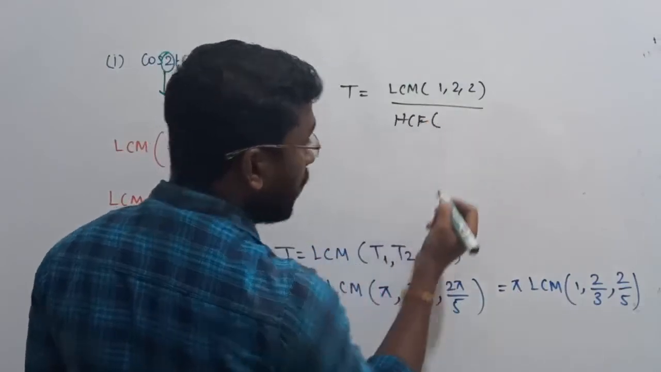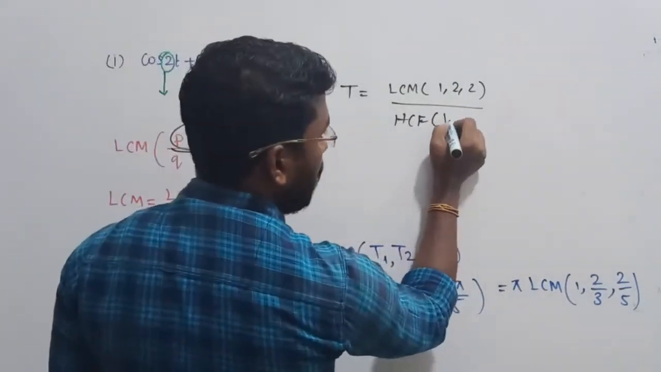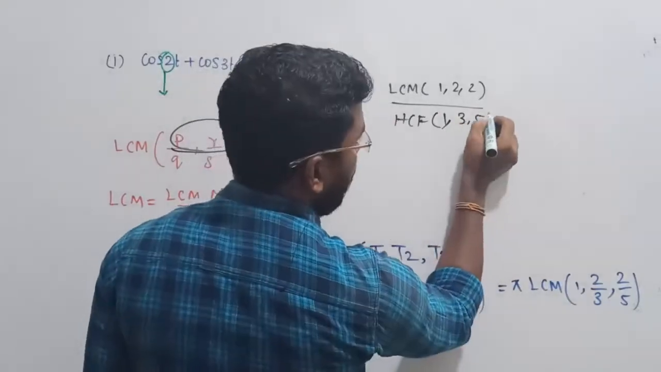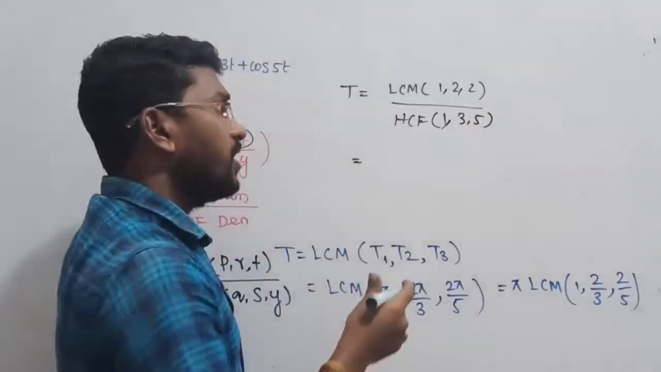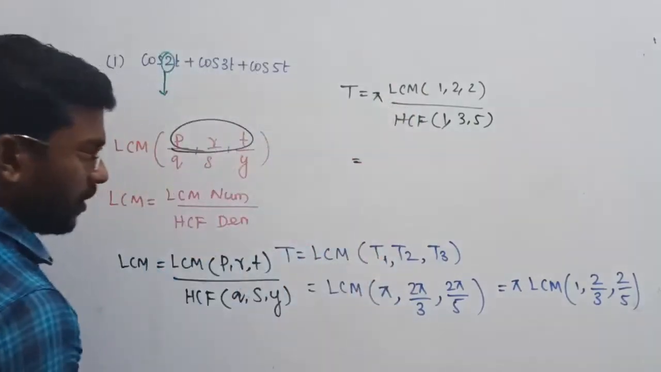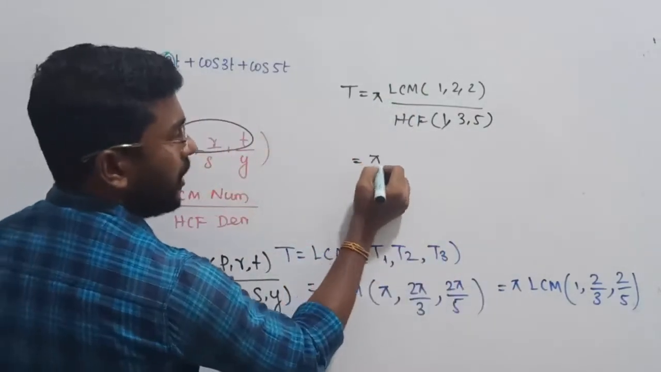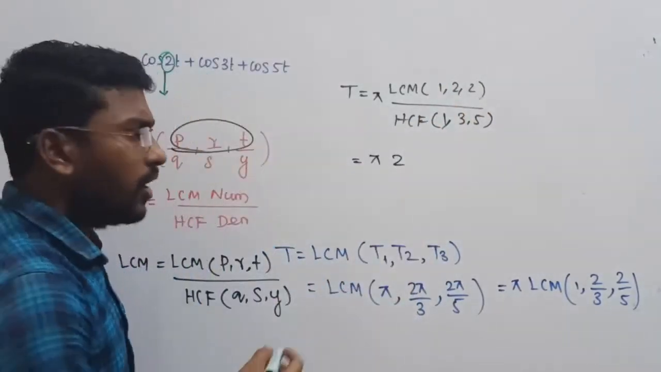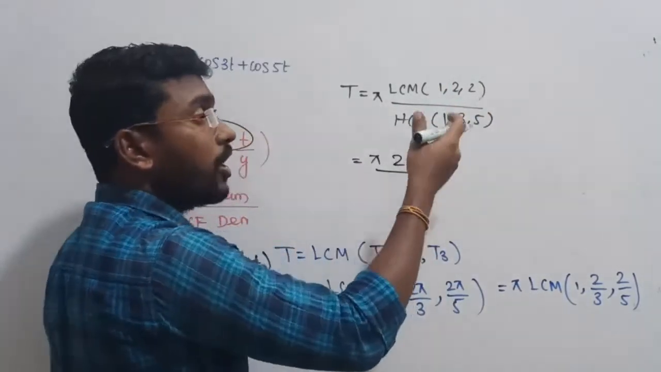We have to consider the common factor, the highest common factor. Here we have 1 by 1, 1 by 3, 1 by 5. Let us proceed with this. What is the LCM of 1, 2, 2? Actually we have pi here. Guys, here pi is common. The LCM of 1, 2, 2 is what? Just 2 only, right? In the denominator, the HCF of 1, 3, 5.